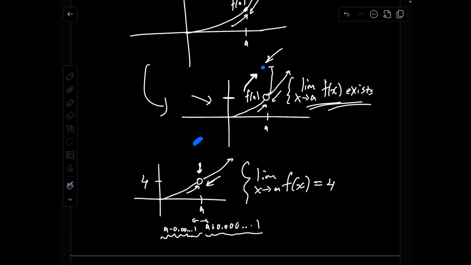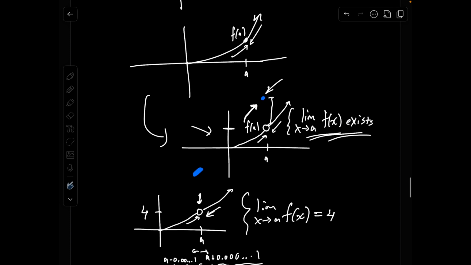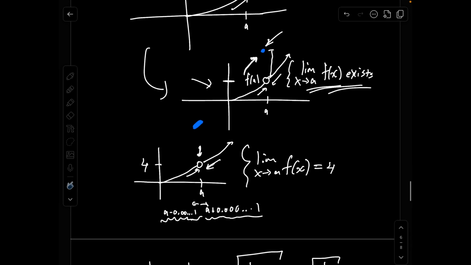But right here, we can see that it clearly has a jump, right? So where f of a exists at this blue dot, it has to be a discontinuity, even though the limit as x approaches a of f of x exists, right? So that's just something else to consider.